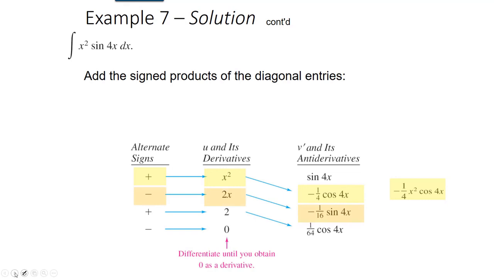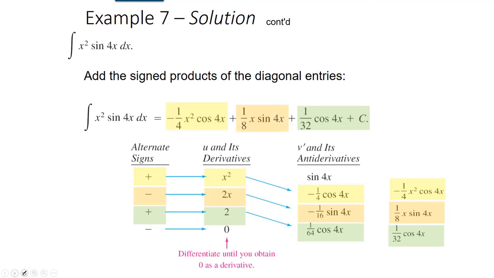The second one will be the product negative 2x times negative 1/16 sine 4x. So that turns out to be positive 1/8 x sine of 4x. And then the next term will be positive 2 times 1/64 cosine of 4x, which ends up being positive 1/32 cosine of 4x. And so if we add these all up, we're going to have the same integral that we had before. Same answer. And just put a plus c at the end, of course. So you get the same answer that we did before.